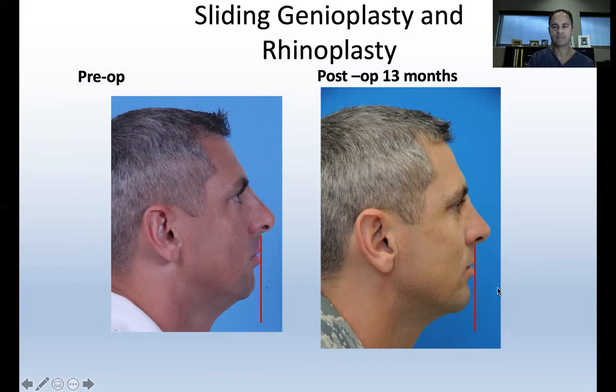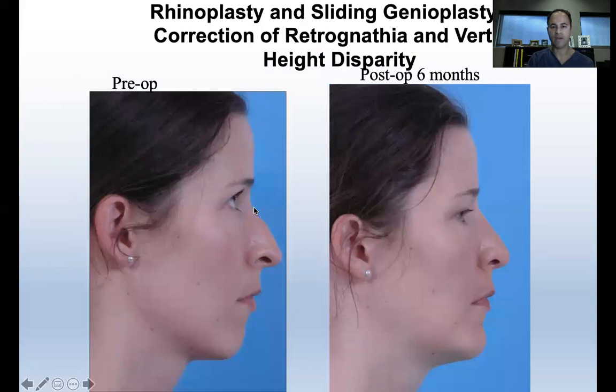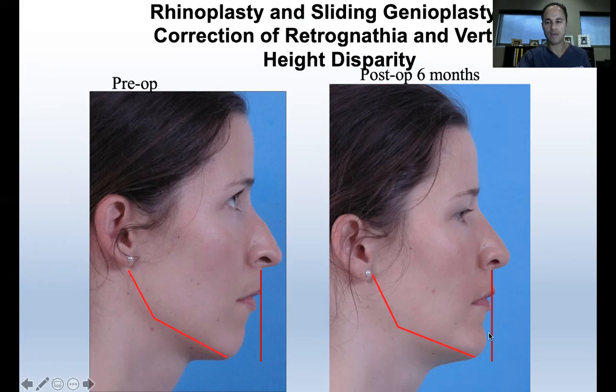This is a patient that comes in with a very convex nose and a very small chin, even though she has class 1 occlusion. This is 6 months after surgery, performing a rhinoplasty with a sliding genioplasty, correcting the anterior disparity that she showed, the significant underprojection, but also making her more orthognathic in structure. And you can see here the angulation of the mandible, where it looked more steep, it's now more in plane. And so you can see improvement in the jawline as well with a sliding genioplasty, because we are rotating the mandible in a counterclockwise rotation.